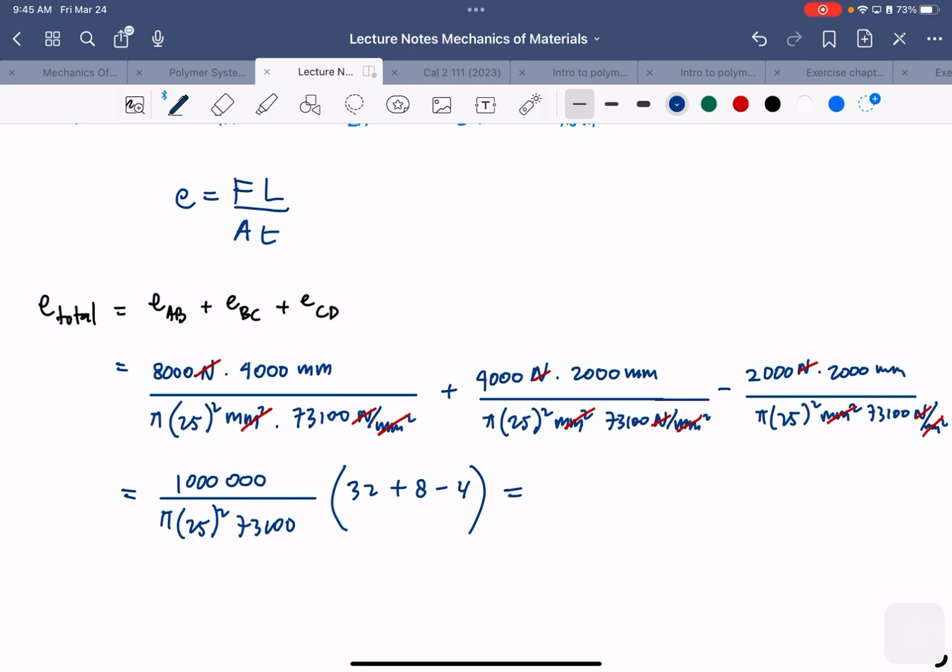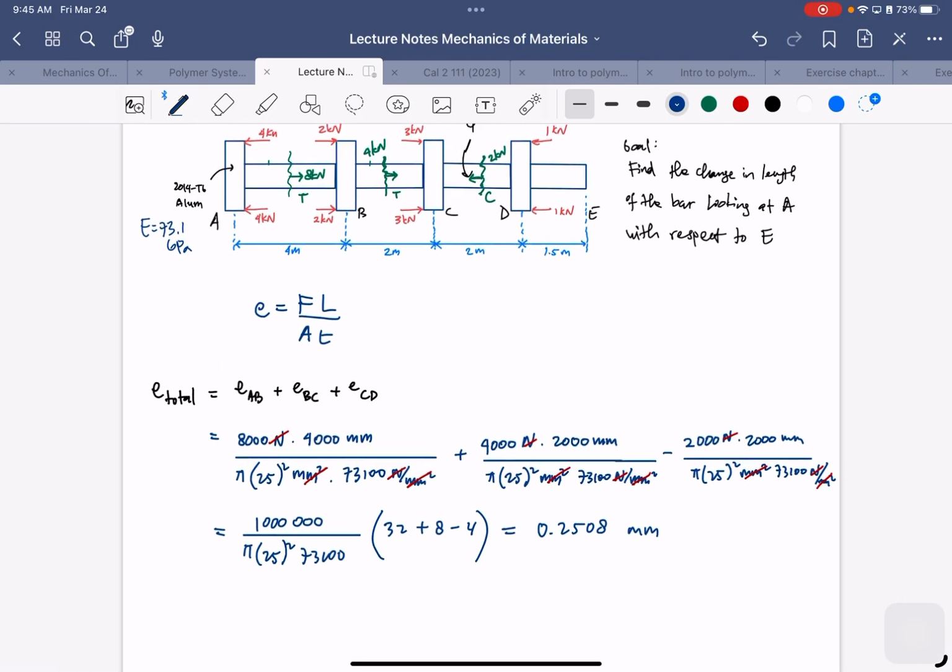Maybe, if I'm not mistaken, previously I calculated this to be around 0.25, but maybe this is wrong. We can check later in calculators. But this is how it is.